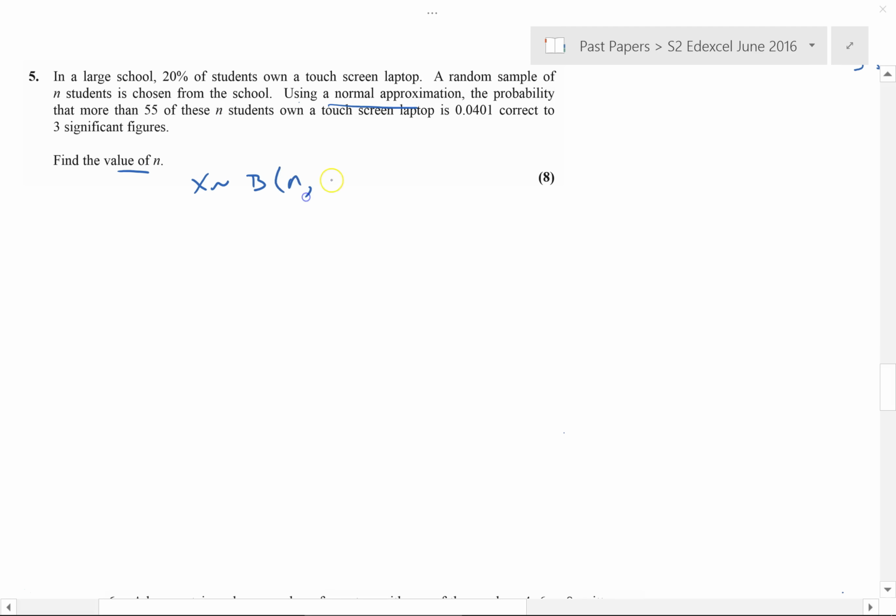We've got an unknown n, but we're told that the probability is 0.2. Now, of course, we need the mean and variance of those if we're going to apply an approximation. So the mean is equal to np, and that equals 0.2n. The variance, or the standard deviation squared, is np(1 - p). So that's equal to n times 0.2 times 0.8, so that's 0.16n.